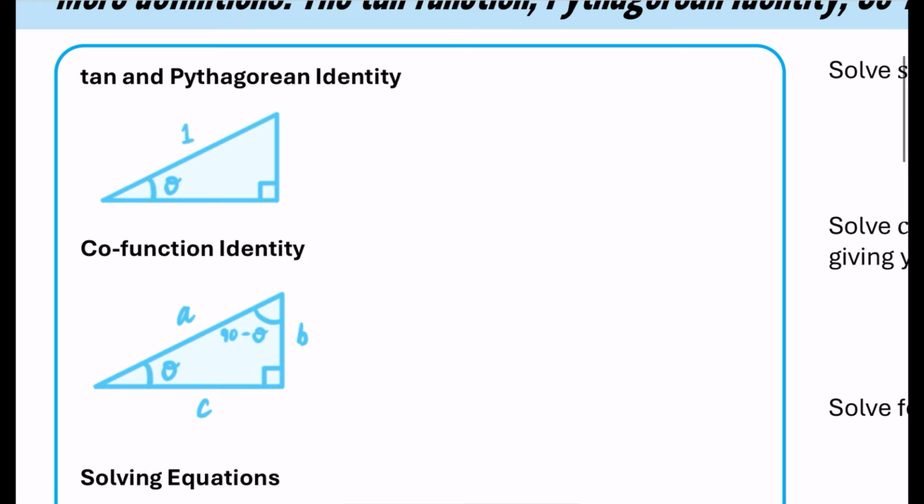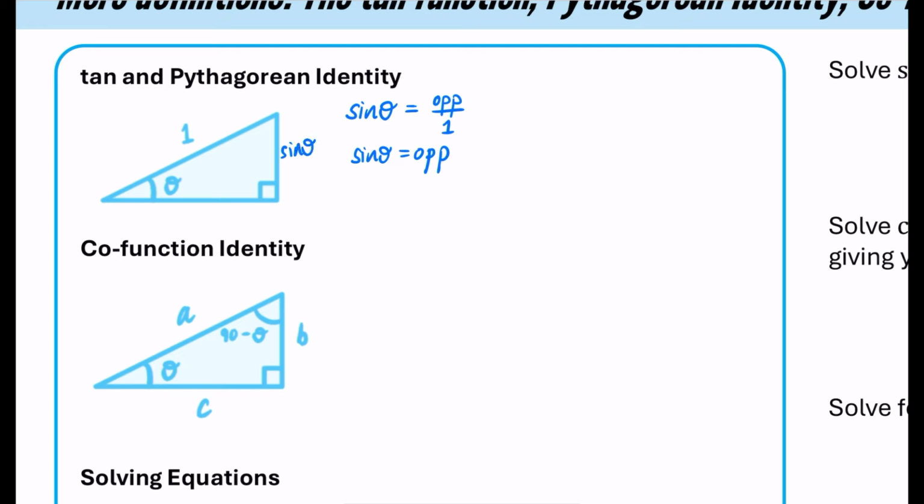So for the tan and Pythagorean identity, I want to start off by thinking about a triangle where the hypotenuse is 1 and the angle is theta. Let's just quickly investigate what sine theta would be equal to. Well, sine theta would be equal to the opposite divided by the hypotenuse. So this would be the opposite divided by 1, which just tells me that sine theta is the opposite. So I can now add on to my diagram that this part is sine theta.